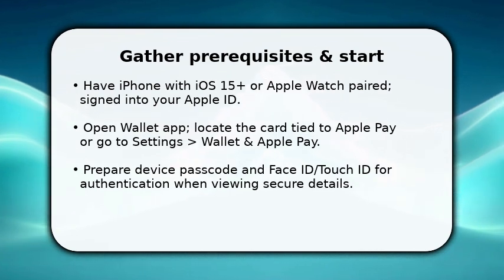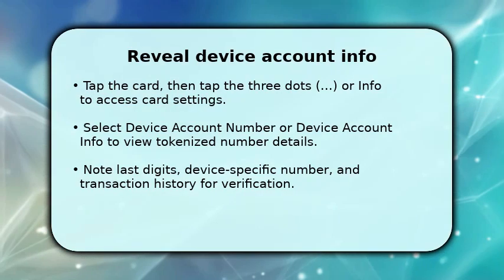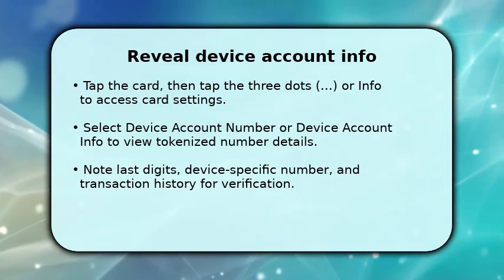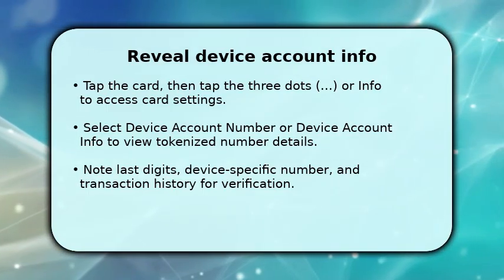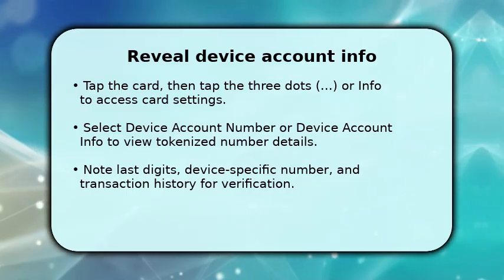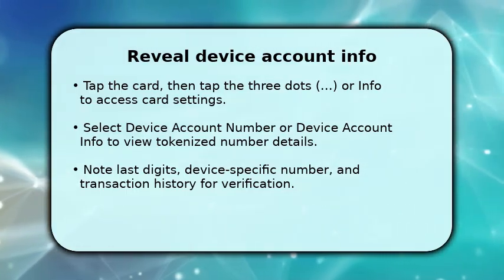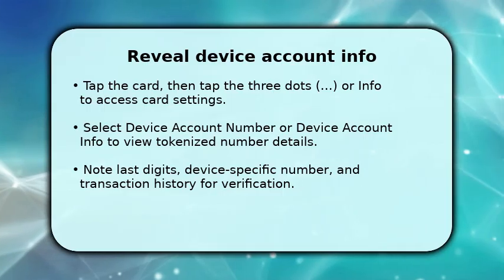Now, you go deeper to find the actual Apple Pay device account information. Tap the three dots or info on the selected card and choose Device Account Number or Device Account Info. This reveals the tokenized number assigned to that device. Make sure to authenticate again when prompted.